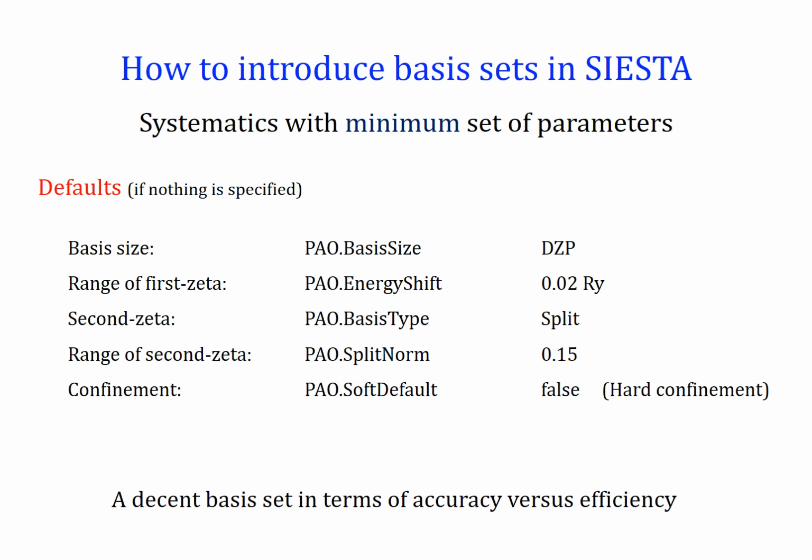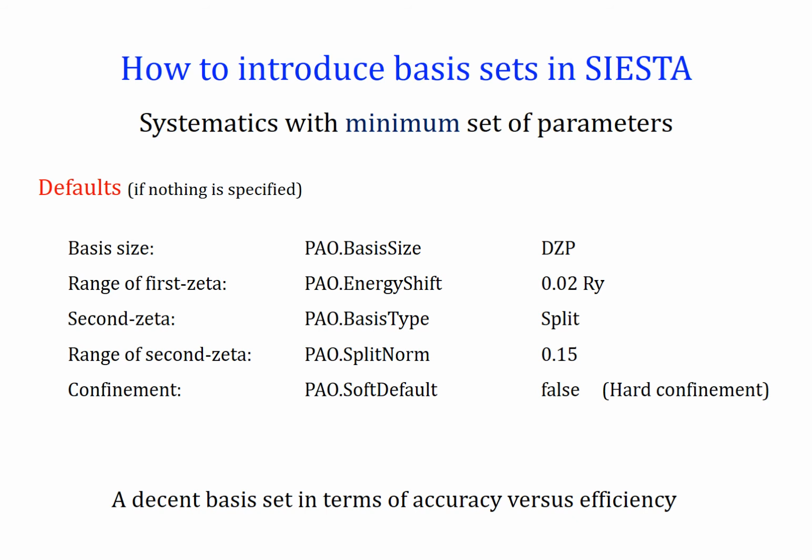So all these things are introduced in Siesta in different ways, and there are a series of defaults. If nothing is specified, Siesta is going to take, for instance, the basis size by default as double zeta p. And here you have the commands that you can introduce in the input file to specify these things. The energy shift would by default be specified as 20 millirydberg. The basis type would be split for split valence. The split norm would be the 15% I was mentioning a moment ago, and the soft default would normally be false. So by default, it is a hard confinement.